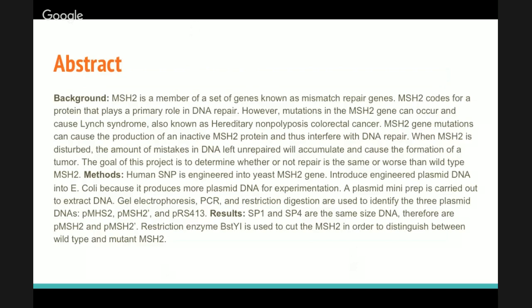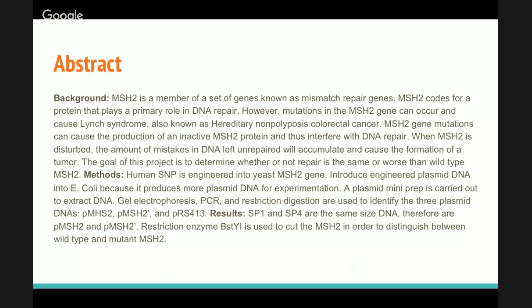This is our abstract outlining the background, methods, and results of the experiment. MSH2 is a member of a set of genes known as mismatch repair genes. MSH2 codes for a protein that plays a primary role in DNA repair. However, mutations in the MSH2 gene can occur and cause Lynch syndrome, also known as hereditary non-polyposis colorectal cancer. MSH2 gene mutations can cause the production of an inactive MSH2 protein and thus interfere with DNA repair.